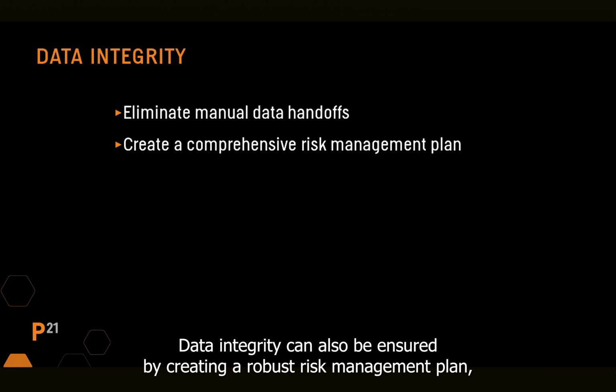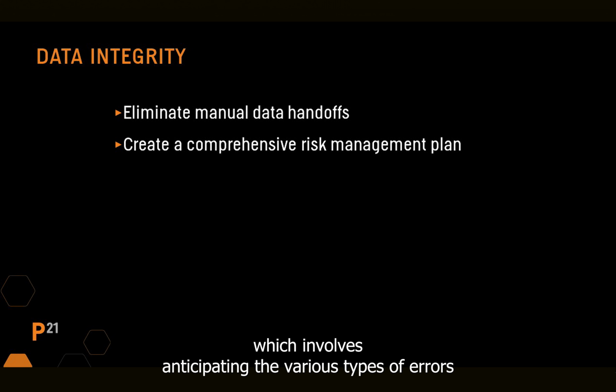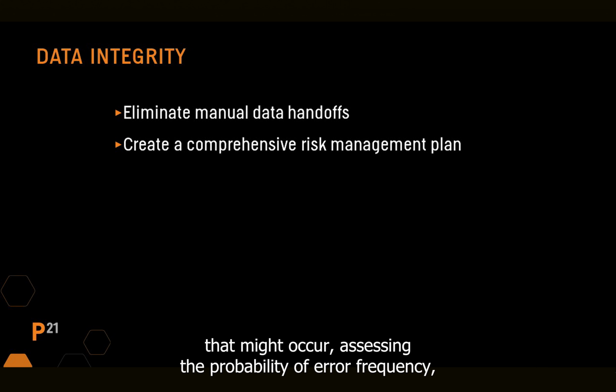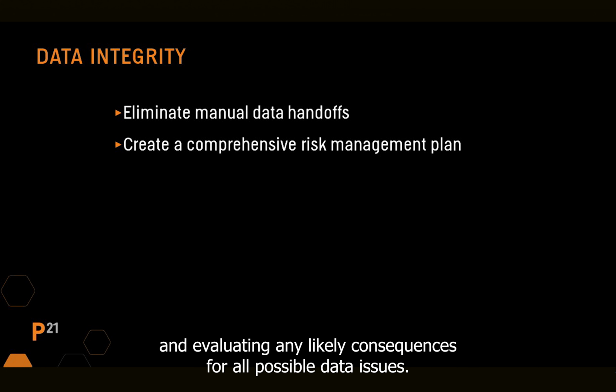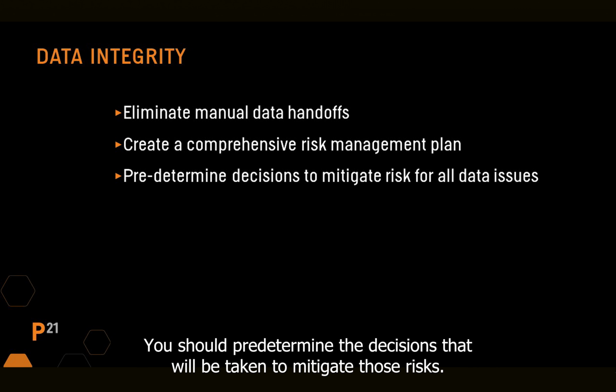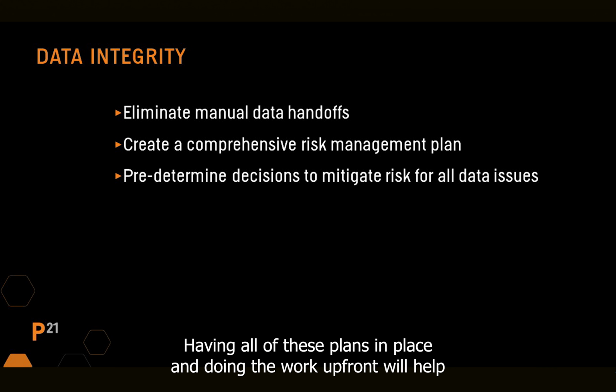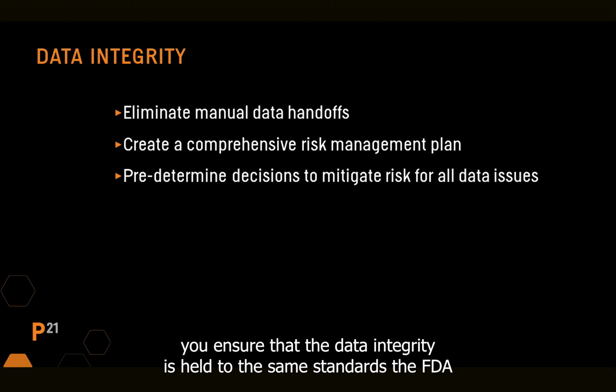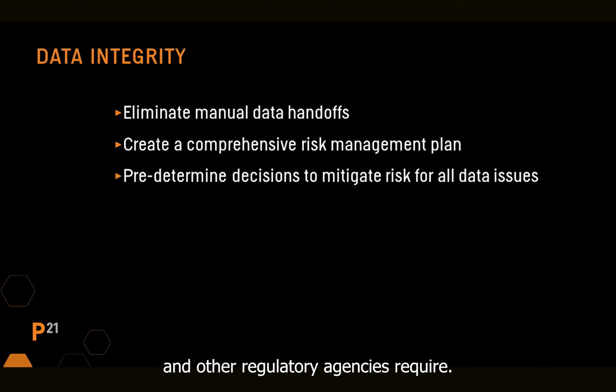Data integrity can also be ensured by creating a robust risk management plan, which involves anticipating the various types of errors that might occur, assessing the probability of error frequency, and evaluating any likely consequences. For all possible data issues, you should predetermine the decisions that will be taken to mitigate those risks. Having all of these plans in place and doing the work upfront will help you ensure that the data integrity is held to the same standards that the FDA and other regulatory agencies are requiring.